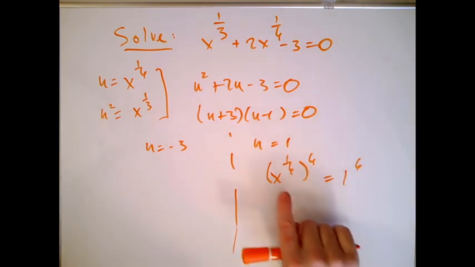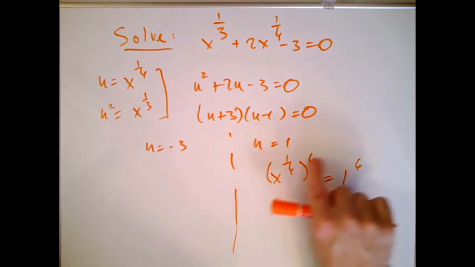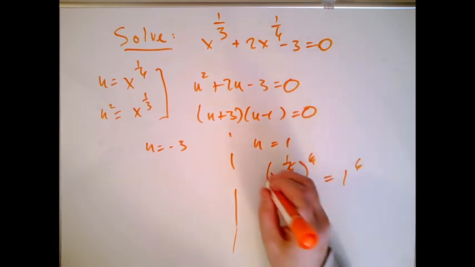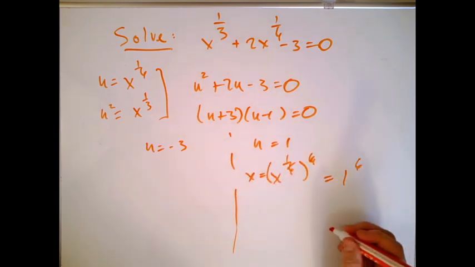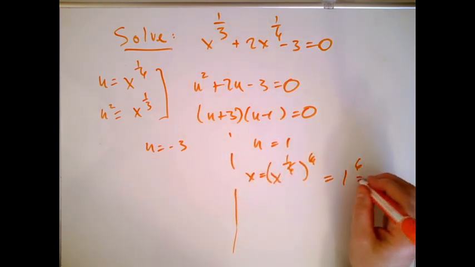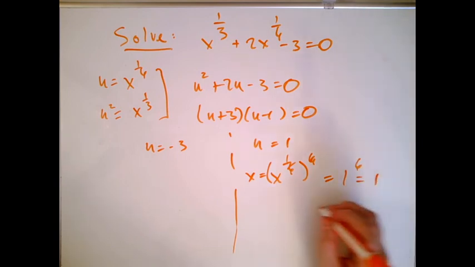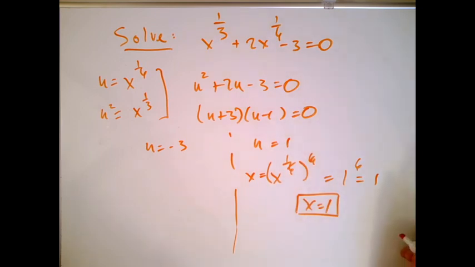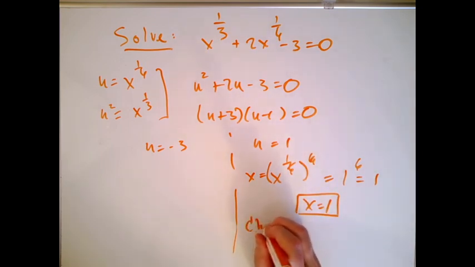You remember, when you raise a number to a power, you multiply the powers by each other. 1/6 times 6 is just 1, and that's just x to the 1st. And so we get x equals 1 to the 6th. 1 to the 6th is easy, that's just 1. So x equals 1 works perfectly fine. I'm going to check this answer.